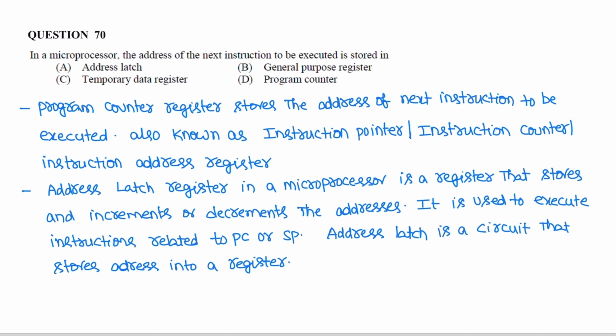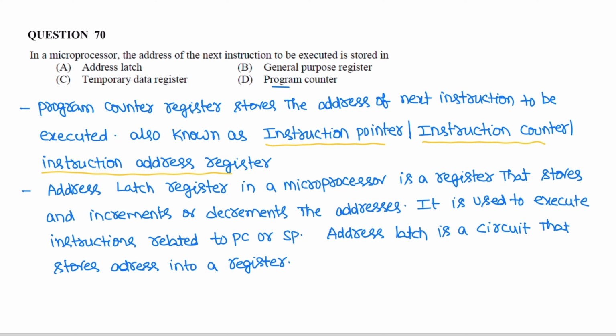Next question. In a microprocessor, the address of the next instruction to be executed is stored in the program counter. So program counter is a register that stores the address of the next instruction to be executed, also known as instruction pointer or instruction counter or instruction address register. These are the different names. Next, address latch register in a microprocessor is a register that stores and increments or decrements the address. It is used to execute the instructions related to program counter or stack pointer. Address latch is a circuit that stores addresses into the register. So the correct option is program counter.